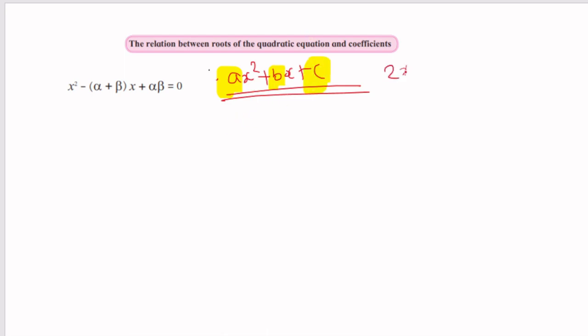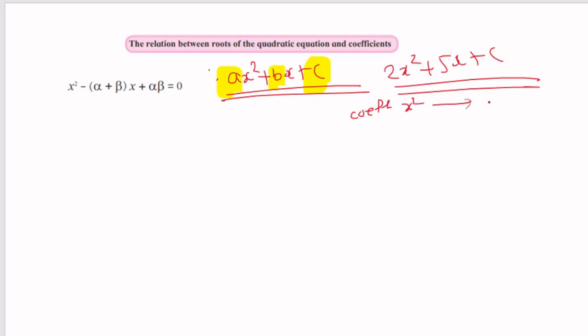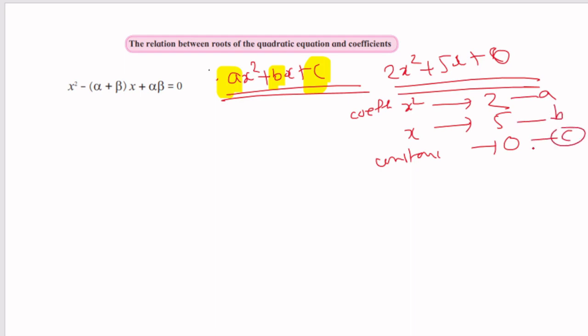Let's take an example, 2x square plus 5x plus c. Here in this case, the coefficient of x square is 2. Similarly, the coefficient of x is 5 and the constant, let's say here, is 0. Constant is 0. Once we compare, this is nothing but a, this is nothing but b, this is nothing but c.